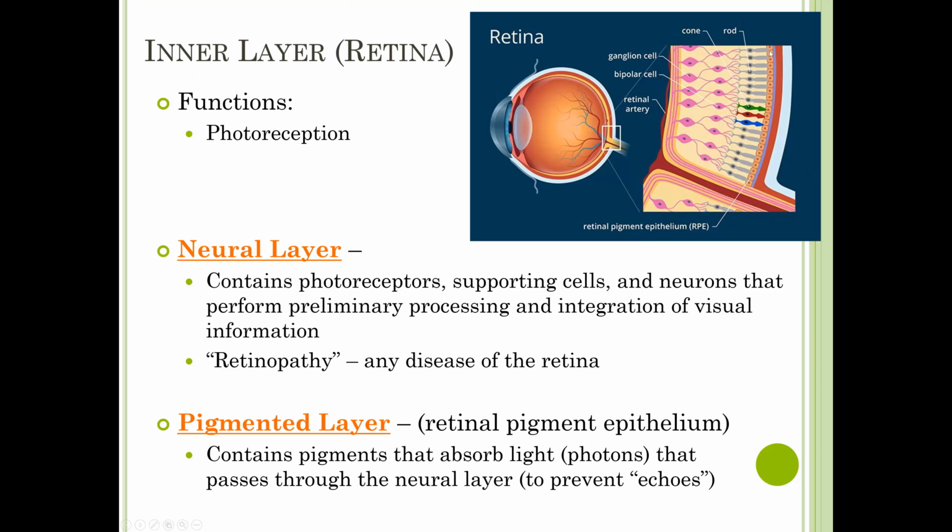And these little cells contain pigments that absorb light or photons that somehow make it through the neural layer without hitting any of these cells and without being absorbed by any of the cells of the neural layer. And so the pigmented cells back here serve to catch those stray photons of light so that they don't bounce back and hit the photoreceptor on their way back out, because that would cause visual echoes, and we don't want that. We want nice, crisp, clear, sharp vision. So they are there to catch those stray photons of light. And again, we'll go in more detail in another section.